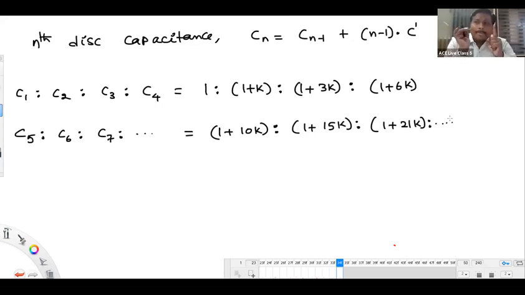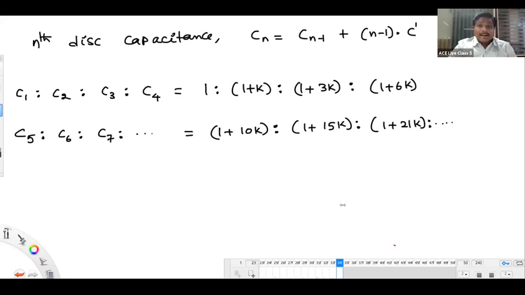1 we have. K is added, 1 plus K. 2K is added, 1 plus 3K. 3K is added, 1 plus 6K. 4K is added, 1 plus 10K. 5K is added, 1 plus 15K. 6K is added, 1 plus 21K. Getting the series? Please tell me.